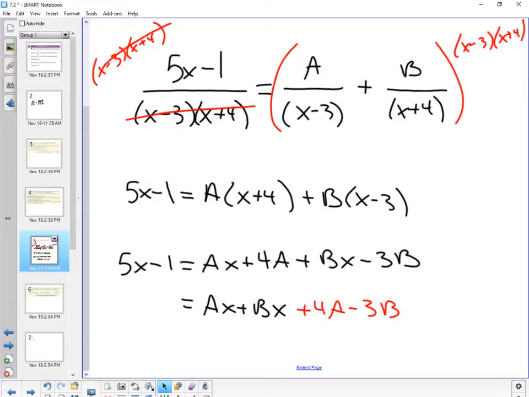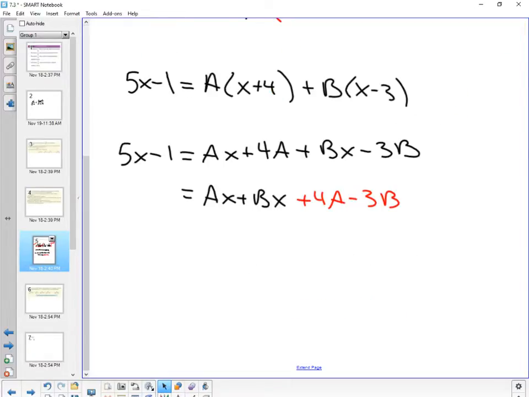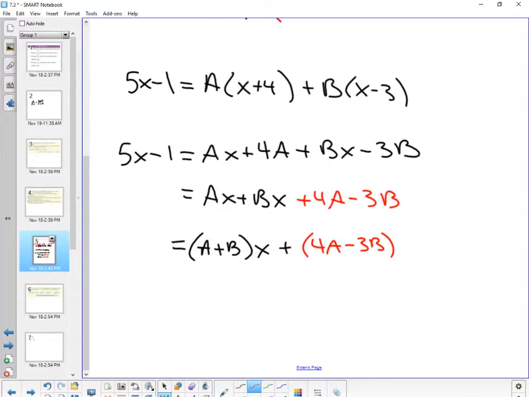Now, if I look at this first one here, they both have an x in common, don't they? So I could do this. I could say a plus b times x, couldn't I? And then the other part would just kind of remain. It would be 4a minus 3b, and there's no x, right? And all of that equals 5x minus 1. Does that make sense so far? Yes.